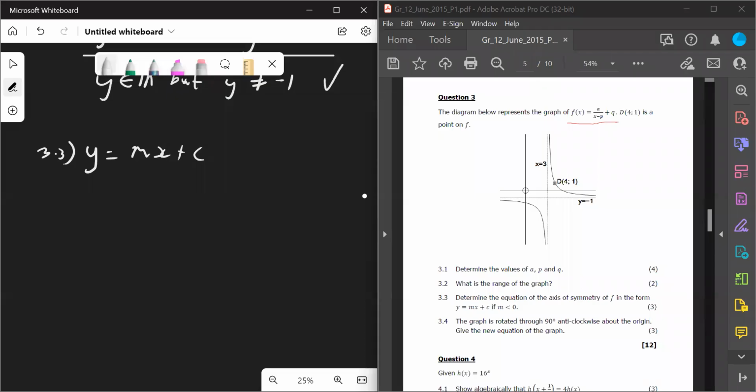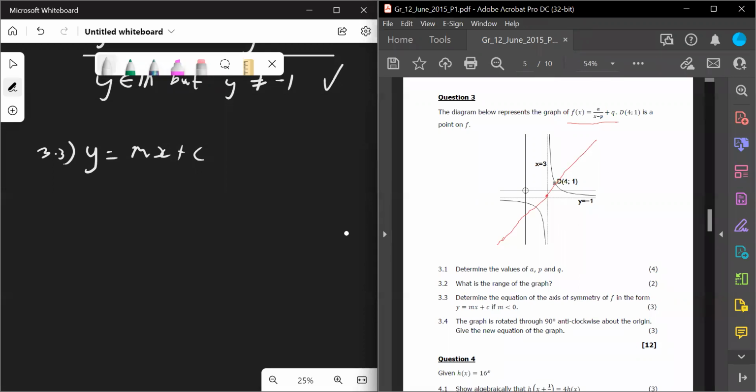Okay, so question 3.3 says determine the equation of the axis of symmetry in the form y = mx + c. The axis of symmetry is not your asymptotes. Rather, it's this line here that passes through the point where the asymptotes intersect at 45 degrees and goes through the graph, where if you reflect that side and that side, it's perfectly identical. This is the axis of symmetry.